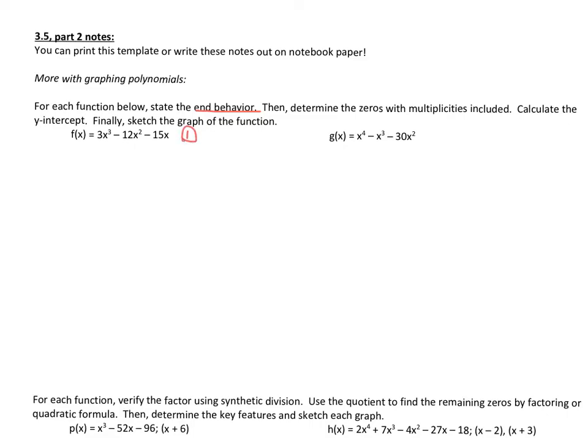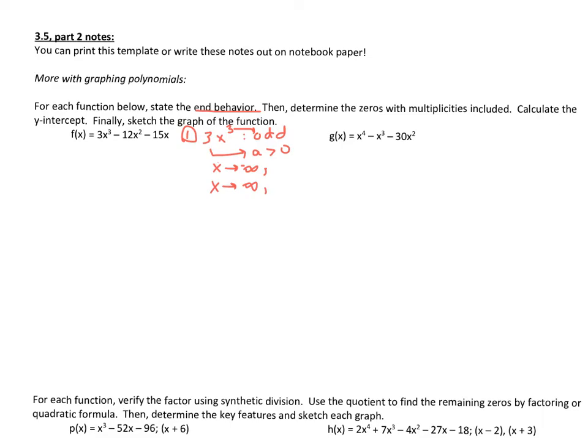So this is our first part, finding end behavior. The lead term is 3x cubed. That means this is an odd function because of the exponent being an odd number. 3 is positive, so that means a is greater than 0. Remember, our template for end behavior was: as x goes towards negative infinity, and as x goes towards positive infinity, what does our output do?